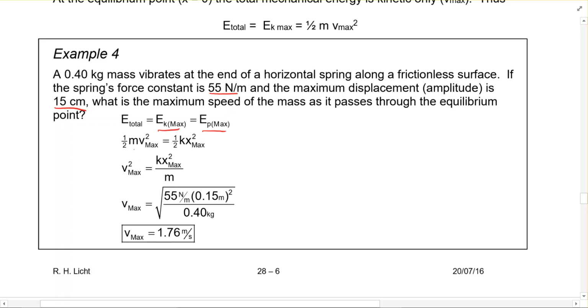Then just fill in what you know. So 1/2 mv squared is equal to 1/2 kx squared. This time, though, we can't cancel our masses. That's the only kind of downfall with this one, so we do need the mass in the equation. Then rearrange and solve for v, and you get this.